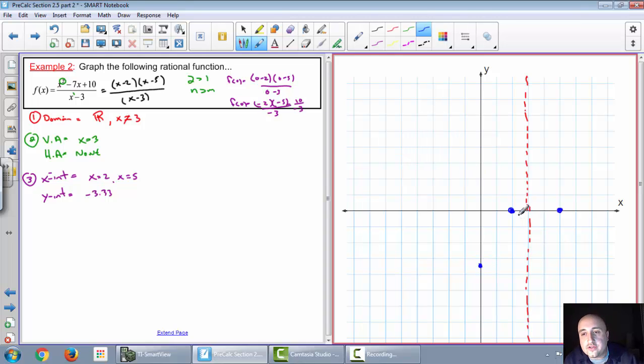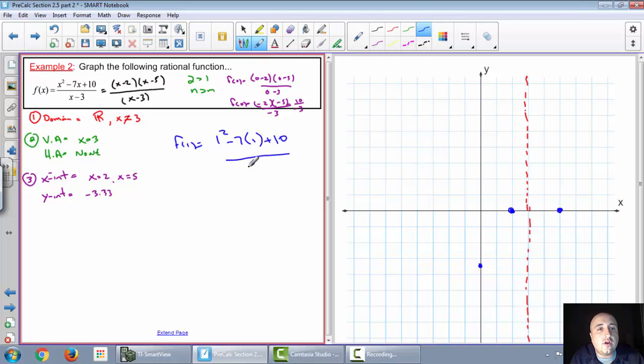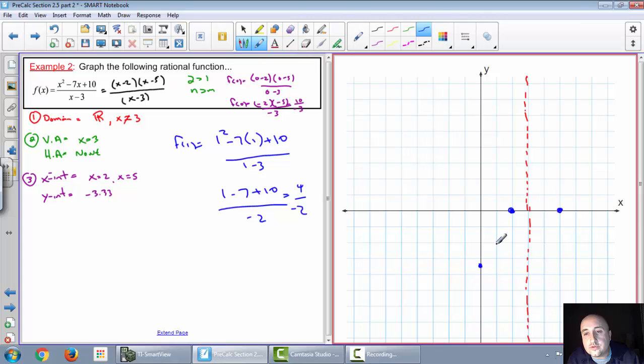All right, let's figure this out. Let's plug in 1, to the left of our first x-intercept. We're going to plug this into the original function, because that's the easiest one. So f of 1 is 1 squared minus 7 times 1 plus 10 all over 1 minus 3. That's 1 minus 7 plus 10 all over negative 2. 1 minus 7 is negative 6, negative 6 plus 10 is 4, over negative 2. 4 divided by negative 2 is negative 2. So f of 1 is equal to negative 2.